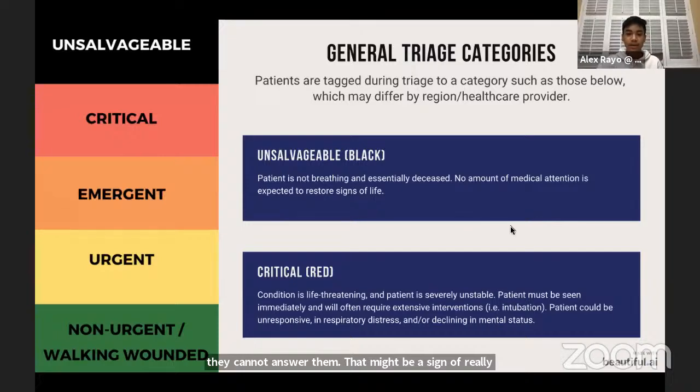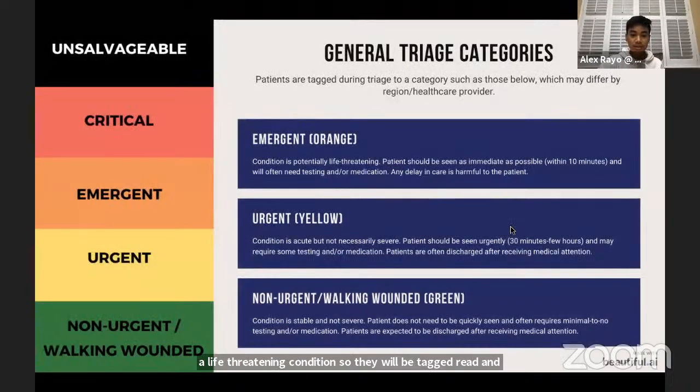And then the next 3 categories. We have emergent and urgent, and these two categories are kind of the same, and a lot of healthcare systems actually group these categories together, so they're only one color in their triage process, but we decided to split it up here just for clarity's sake.